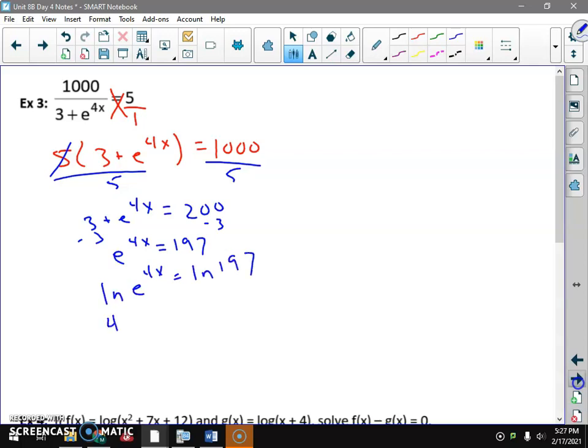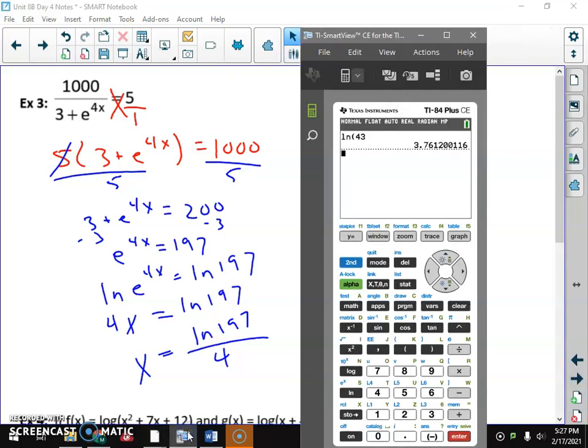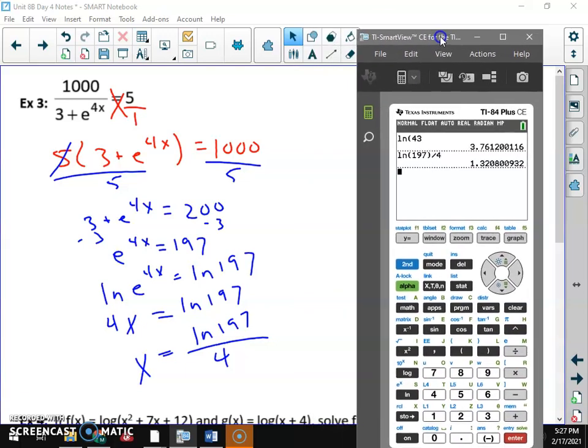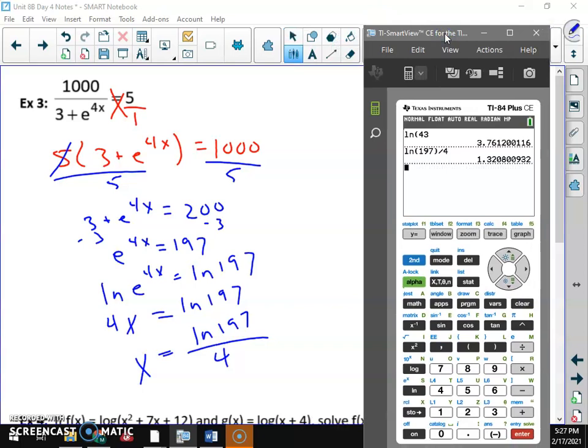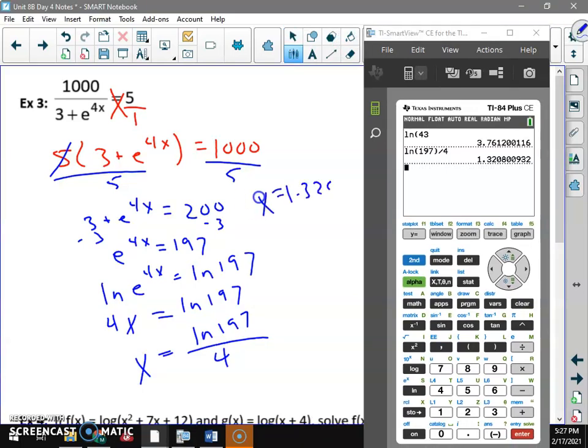Shoot that 4x out front. And ln of e is 1. So 4x equals ln of 197. Solve this equation, this crazy equation, without touching my stinking calculator, as long as I accepted that right there. We could plug it in and get a decimal if we wanted. We got time. ln of 197, close the argument, divided by 4, is about 1.3208. And we could plug it back into that original equation and it'll better work.